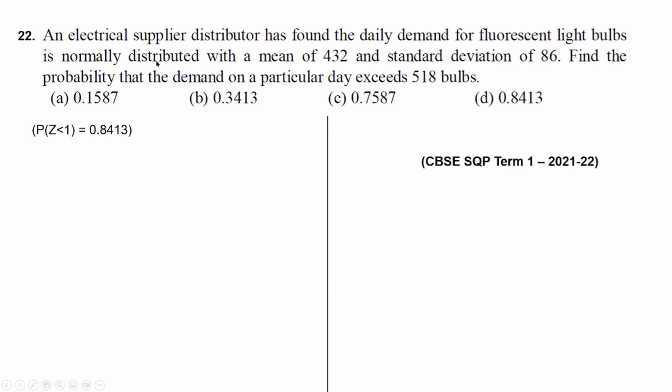Next question. An electrical supplier distributor has found the daily demand for fluorescent light bulbs is normally distributed with a mean of 432 and standard deviation of 86. Find the probability that the demand on a particular day exceeds 518 bulbs. So here it is given the daily demand for fluorescent light bulbs is normally distributed with mean 432 and standard deviation 86. We have to find the probability that the demand exceeds 518 bulbs.